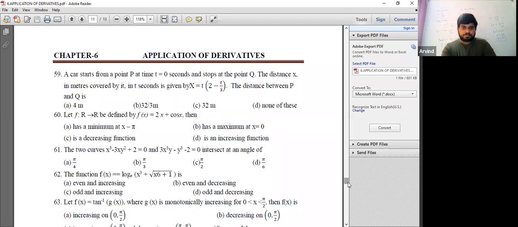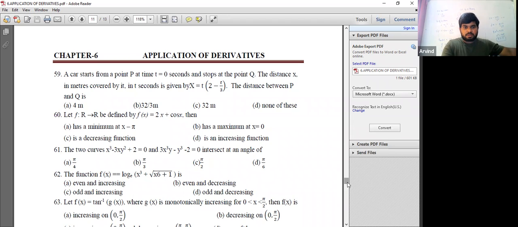Other things: f of x is equal to 2x plus cos x. You cannot find the maximum or minimum, because if you differentiate it, you will get 2 minus sin x. If you equate f dash to 0, sin x is equal to 2. For no value of x will you get sin x as 2, so you cannot find the maximum or minimum value. Then you have to check whether it is an increasing or decreasing function according to the question given. So f dash of x is always greater than 0, therefore it is an increasing function.